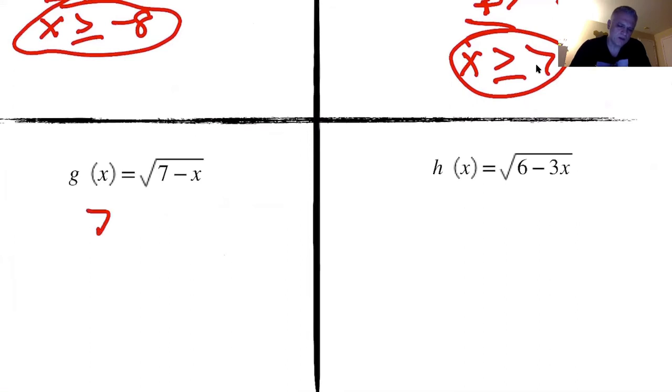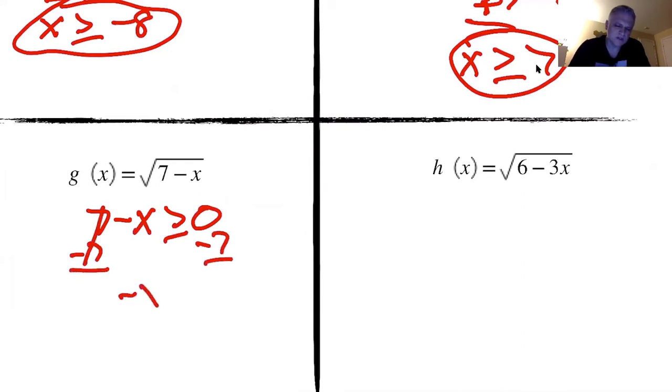Step 1, the radicand must be greater than or equal to 0. Step 2, let's solve. We have to cancel this 7, so we have to subtract 7 from both sides. That leaves me with this minus x, and 0 minus 7 is negative 7.